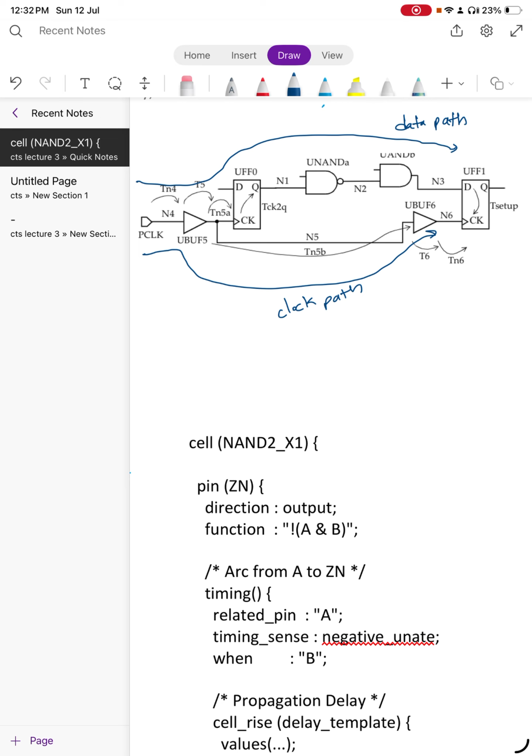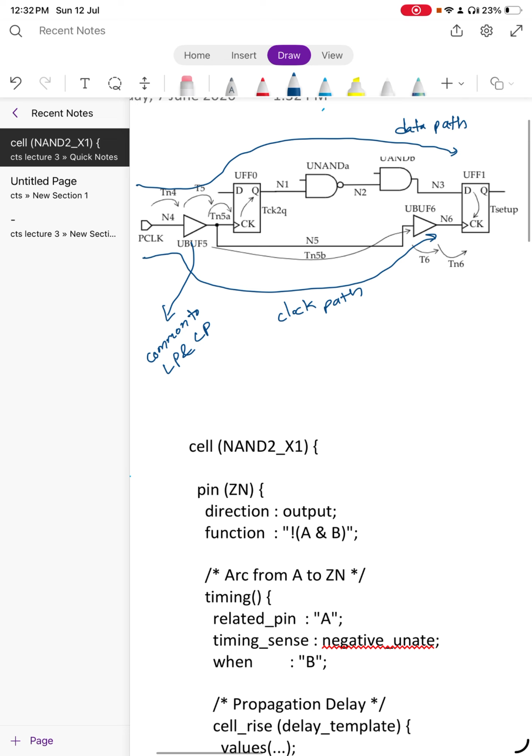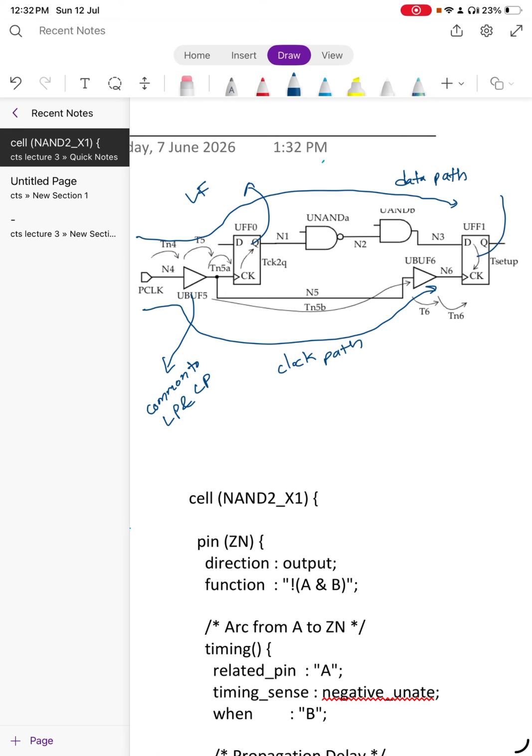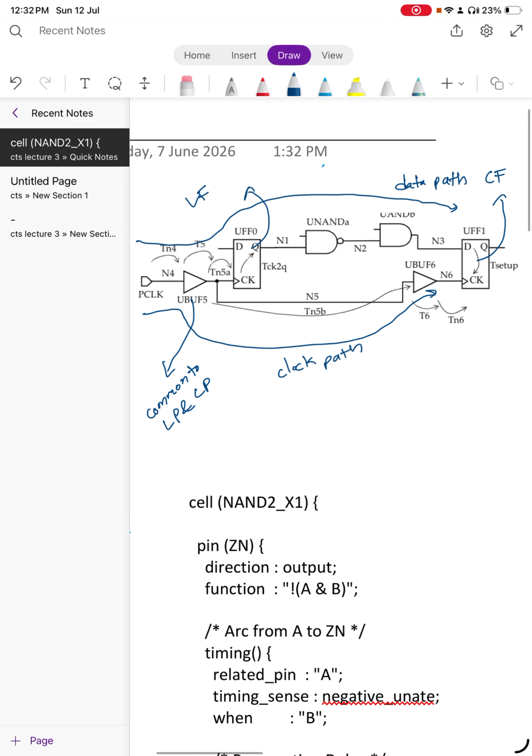Then we have ubuff5, which is common to both launch path and capture path, and UFF0 is a launch flop and UFF1 is a capture flop. So this is how this path looks. So I am removing this.